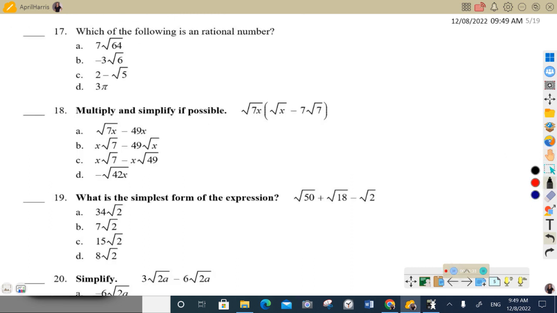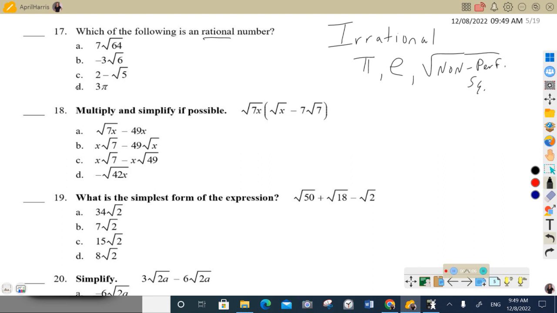17 says, which of the following is a rational number? Now, let's go back to rational versus irrational. Back when we started, I said don't ever test to see if something's rational. Test to see if it's irrational. How do we know if a number is irrational? First thing, it might have what in it? Pi, or e, or a square root of a non-perfect square. There we go. So D has pi in it.